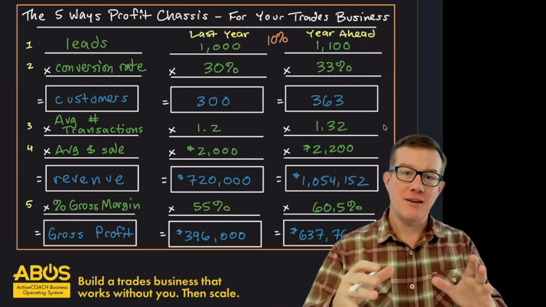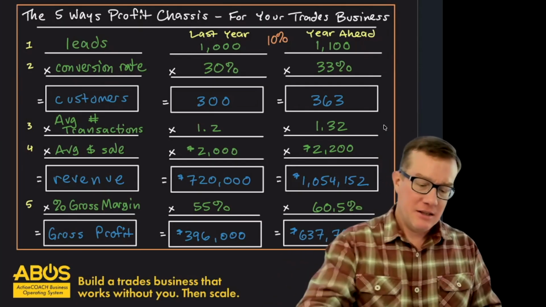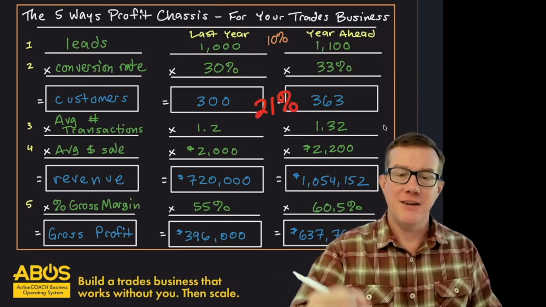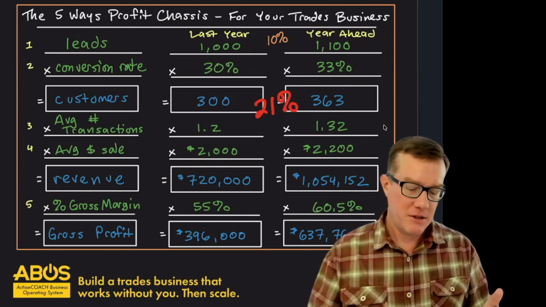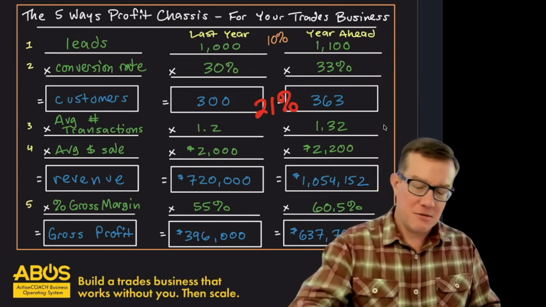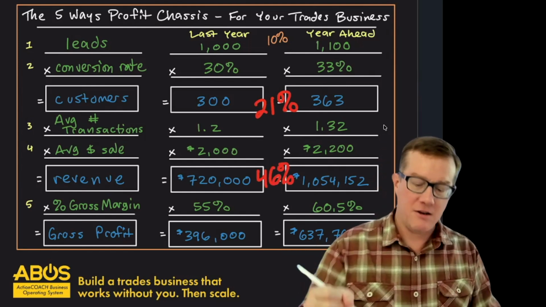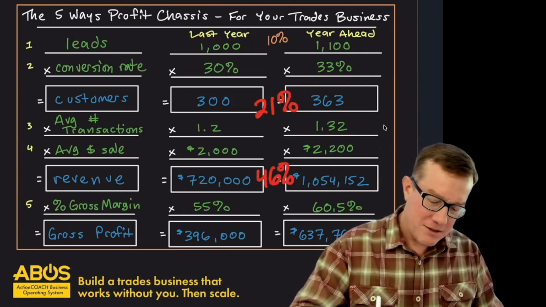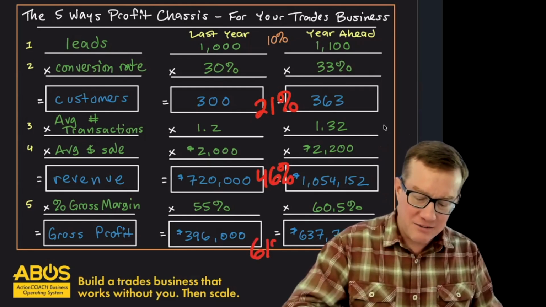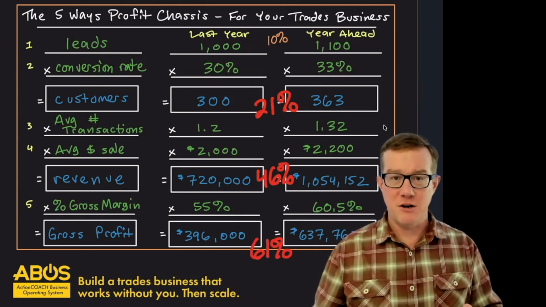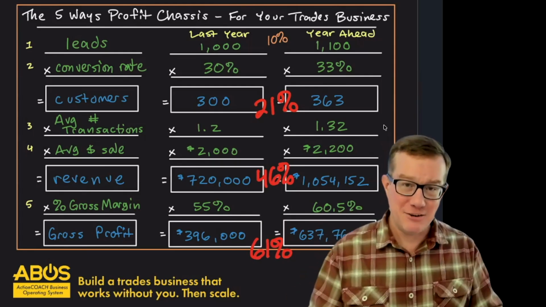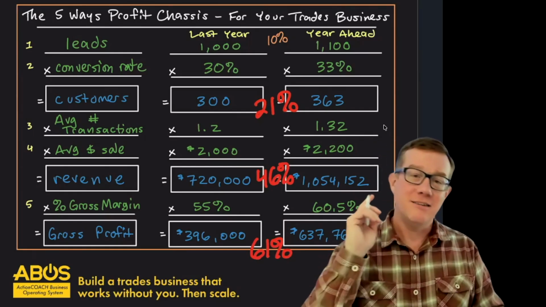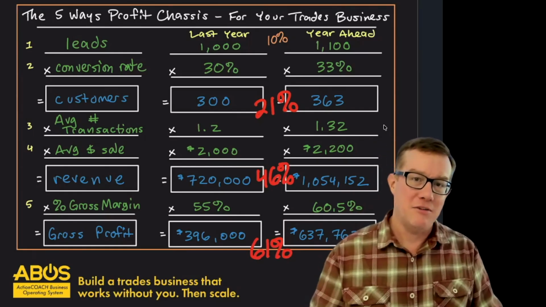But the bigger story is the percentage increase. 300 to 363 represents a 21% increase in number of customers we're working with. The revenue increases by 46% year over year, and the gross profit increases by 61% year over year. That is a massive increase in gross profit. And most all of that gross profit drops straight to the bottom line to improve your net profit significantly.